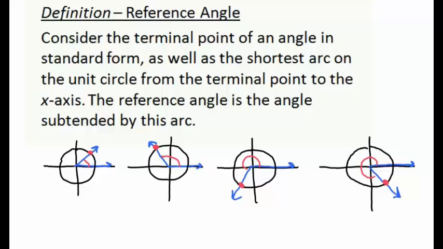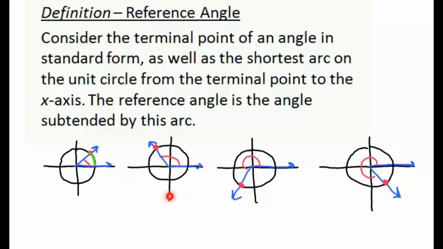I've drawn 4 different angles here, one in each quadrant, and I want to show you what reference angles look like for each quadrant. The idea is we look at the terminal point of the angle in blue, and then we measure the shortest distance back to the x-axis. For example, if we're in quadrant 1, and our angle is an acute angle in quadrant 1, then in green here is the shortest distance back to the x-axis. So this green angle is going to be called our reference angle, and you can see that it's exactly the same as the original blue angle in quadrant 1.